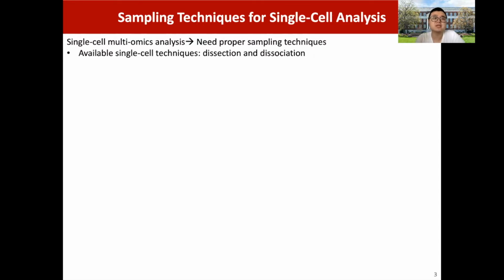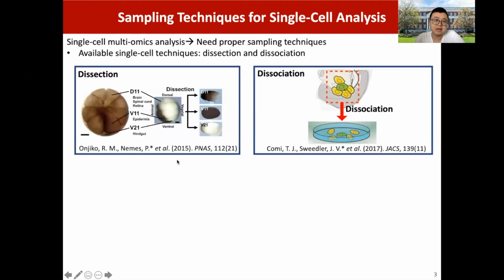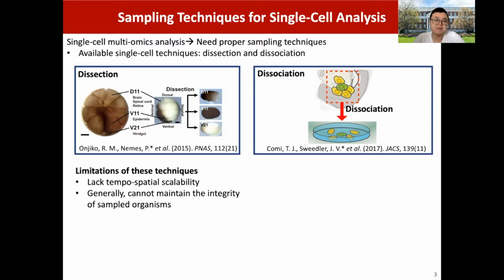There are several available single-cell techniques, such as dissection and dissociation. The left picture shows dissection. People use it to isolate embryonic cells. The one on the right side is dissociation, which people use to isolate target cells for single-cell analysis. However, these techniques have limitations. They lack the space and the time scalability. Also, generally these two sampling techniques cannot maintain the integrity of the sample organism.